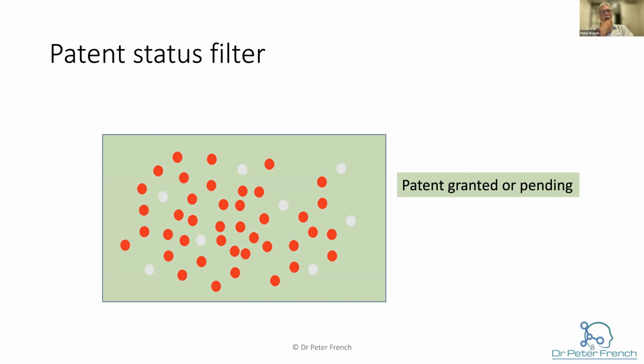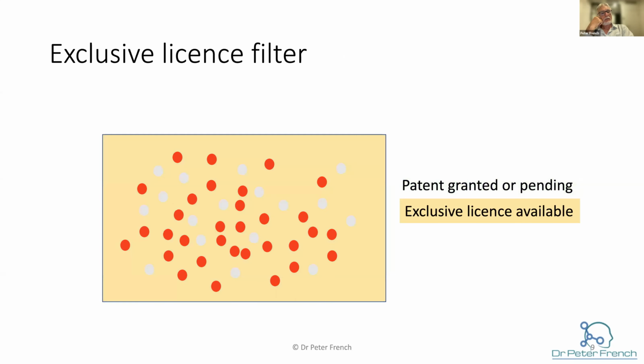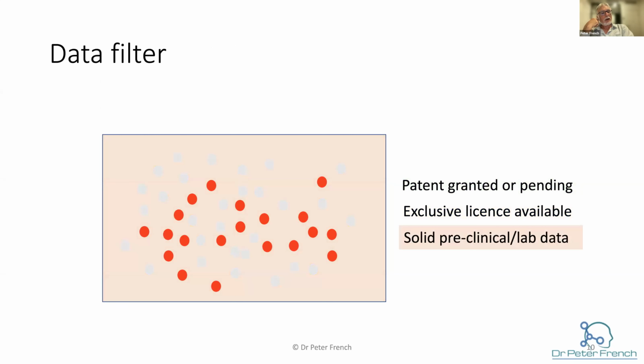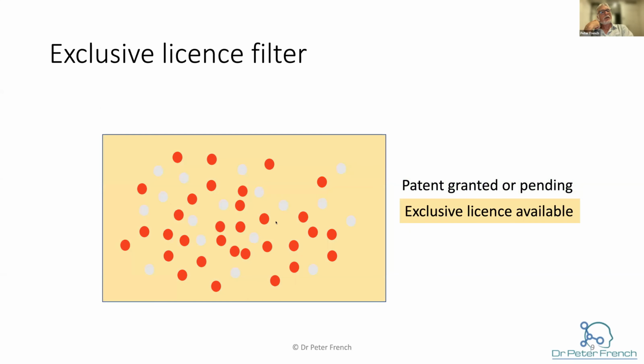What am I looking for? So my first filter is that there's a patent on it that's either granted or there's a patent application. So that knocked out a small number of candidates. My next filter was, no, that's gone too far, just go back. My next filter was that an exclusive license could be obtained by me to that patent application. And again, that knocked out a few more candidates. The next slide.